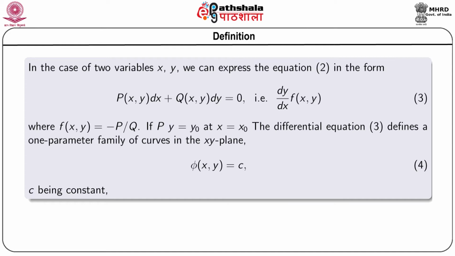So, for that case, equation 3 can be solved easily, and if we take the initial condition as y equals y0 at x equals x0, then the solution of 3 is a curve which passes through the point (x0, y0). So, the general solution of equation 3 can be considered as a one parameter family of curves in the xy plane, which is given by phi(x,y) equals c, where c is a constant.